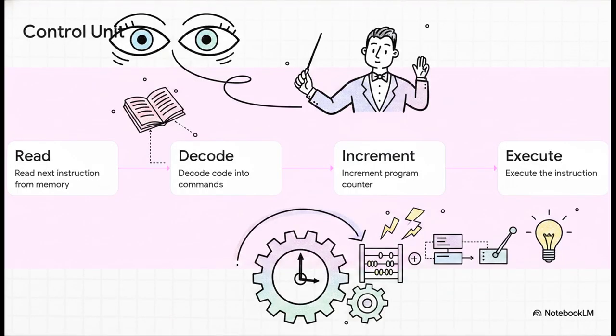The control unit is kind of like the eyes and the conductor of the computer. It operates in this really rhythmic mechanical loop. First, it uses something called the program counter to figure out exactly which page and line to read next. It grabs that instruction from memory. Second, it decodes that numerical code into actual hardware signals. Third, it increments that program counter so it knows exactly where to look next time. And finally, it executes the instruction, over and over again, millions of times a second.